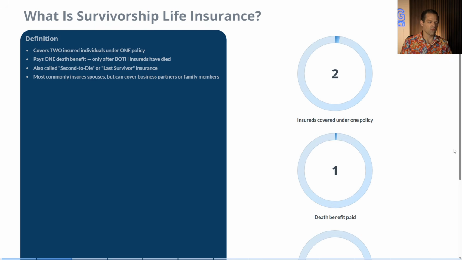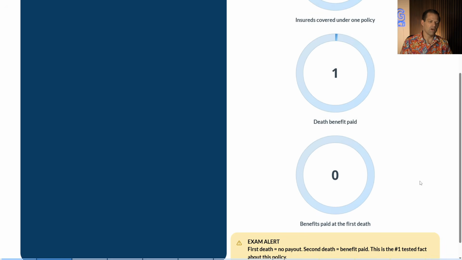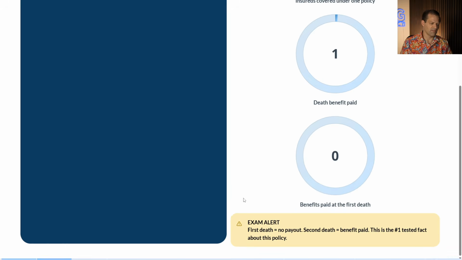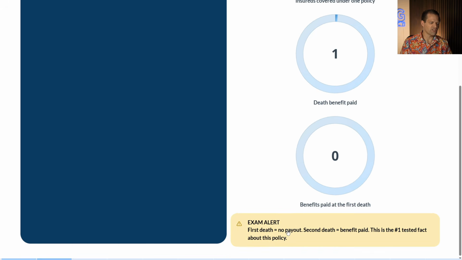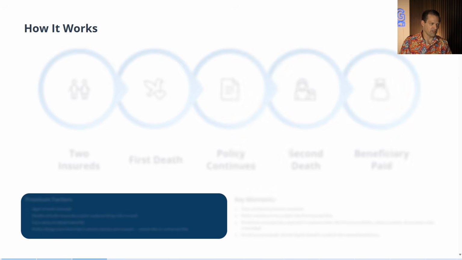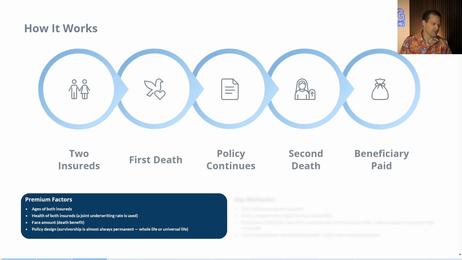If you look over here on the right, two insureds are covered under one policy, with one death benefit paid after the second death, excuse me. So again, first death, no payout. There are zero benefits after the first death. The second death is when the benefit pays. Again, this is the number one common exam test question you're going to see, so make sure you know that distinction. So this is how it looks: two insureds, first death, policy continues, second death, then the beneficiary is paid.